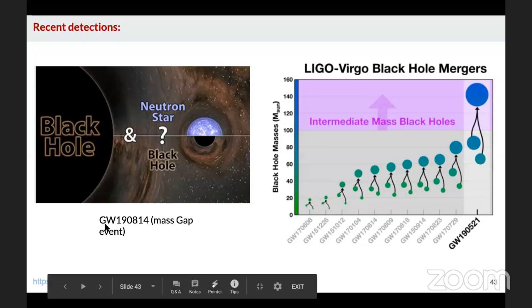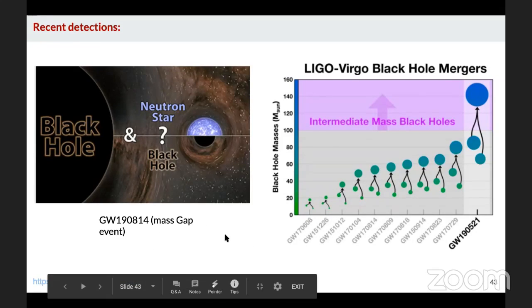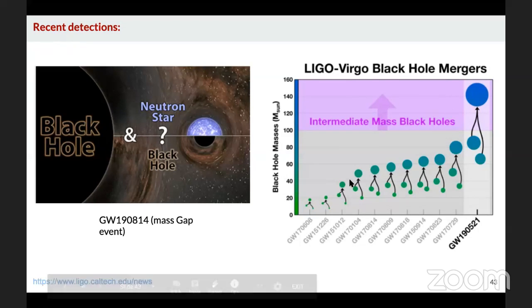Coming to the recent detections, these are the two important ones. Why? Because last year we detected a source which falls in a mass gap. Why mass gap? Because it's very hard to tell whether the component mass belongs to a neutron star or a black hole, where the primary one is actually a black hole. So this is an interesting discovery. Another interesting discovery we found recently was the intermediate mass black hole.